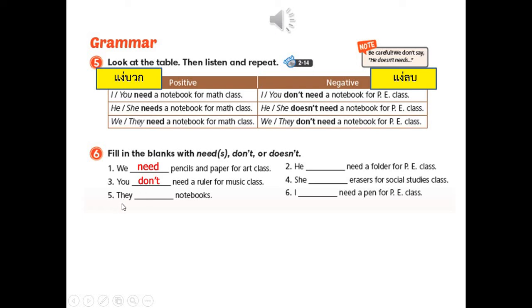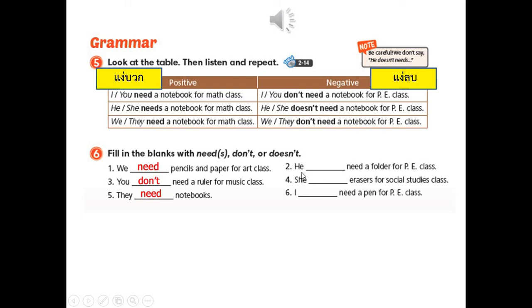Next, number 5. They blank notebook. Our subject here is the word they. Look at the table here. What do you think is the answer for this one? Need without S or needs with S? If your answer is need without S, you are correct.